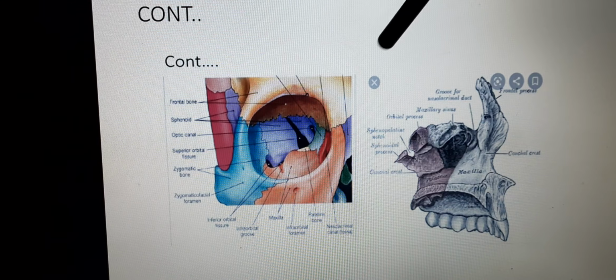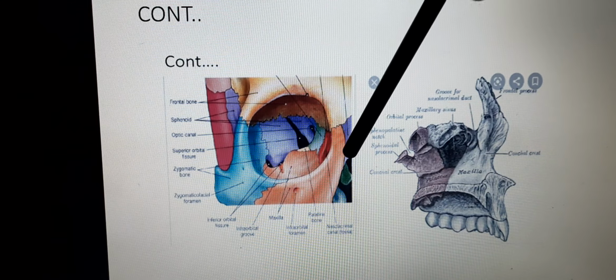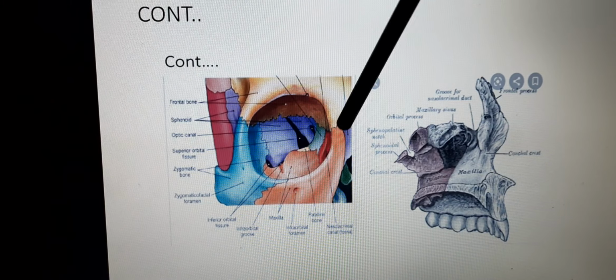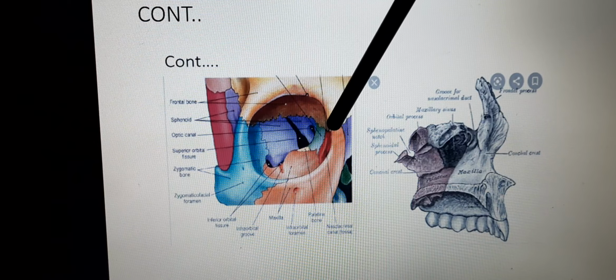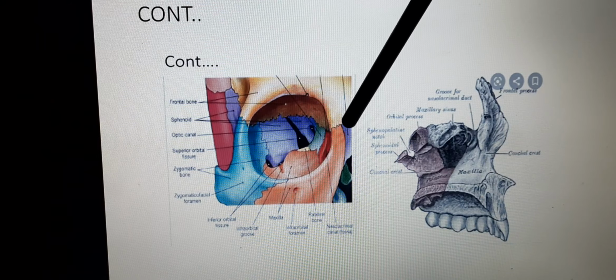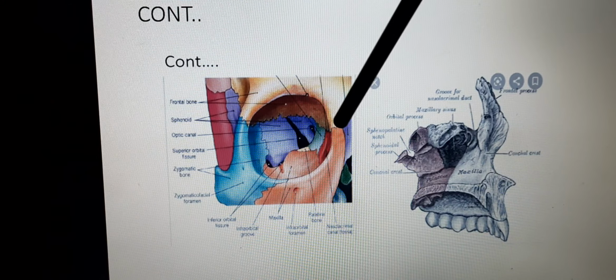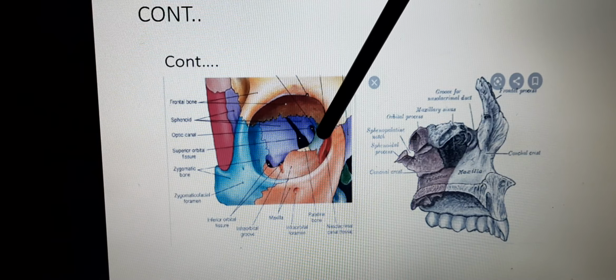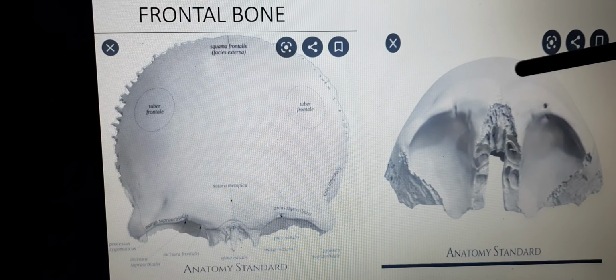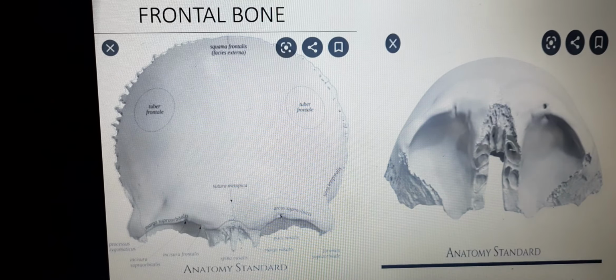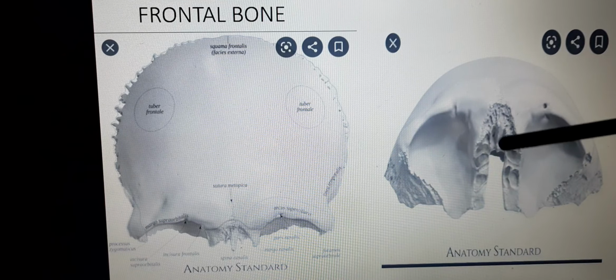The nasal notch articulates with three bones. In the median plane, it articulates with the nasal bone on both sides, and after that, it articulates with the frontal process of maxilla. Then it articulates with the lacrimal bone. The red one is lacrimal bone. This is a very thin plate of bone. So, medial to lateral, it articulates with the nasal bone, frontal process of maxilla, and lacrimal bone. The nasal spine anteriorly supports the nasal bones, and posteriorly it articulates with the ethmoid bone.